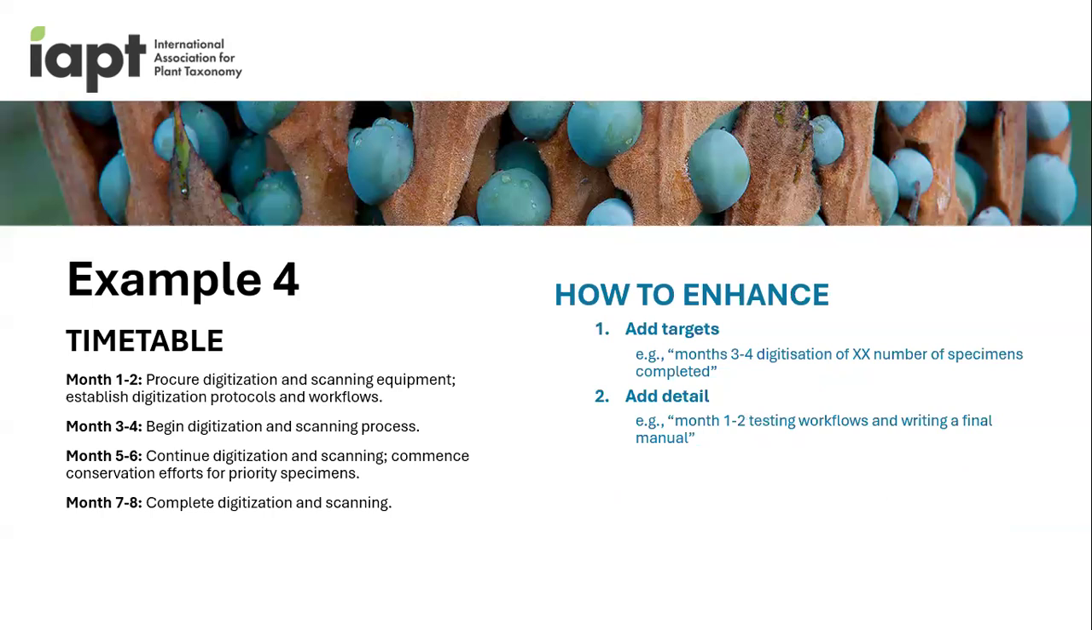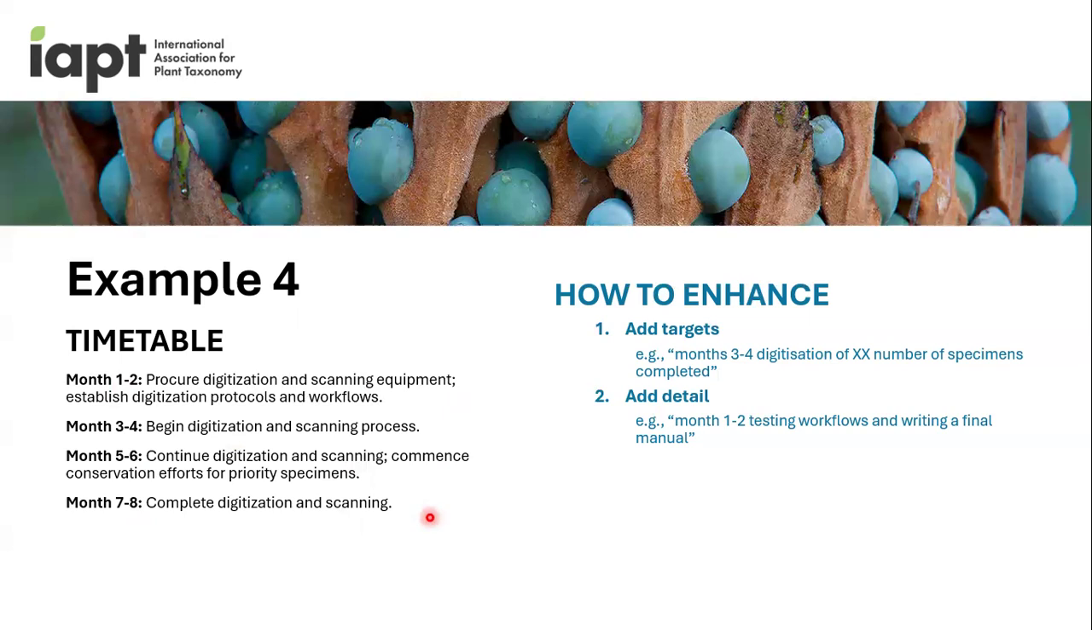Then we have a timetable, and this will bring some similar themes. A nice way of putting a timetable is giving these month 1 to 2, month 3 to 4. Nice, I'm liking it when I first see this. It then gives for each couple of months some aims: acquire digitization and scanning equipment, establish digitization protocols and workflows. Great. Begin digitization and scanning process, continue this and commence conservation efforts on priority specimens. Nice. Complete digitization and scanning.